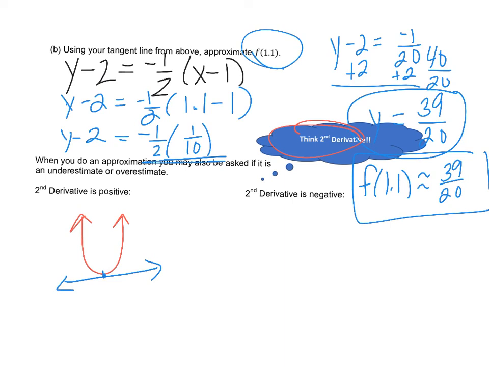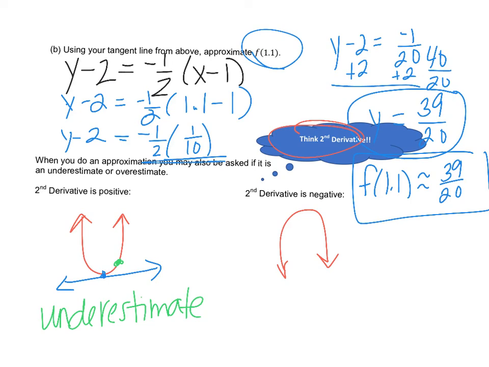It should touch at one point there. And if I'm going to approximate a point using that tangent line, this is always going to be an underestimate because the tangent line is under it. If the second derivative is negative, that means it's going to be concave down, right? Which means your tangent line has to be above your function. So this is an overestimate.